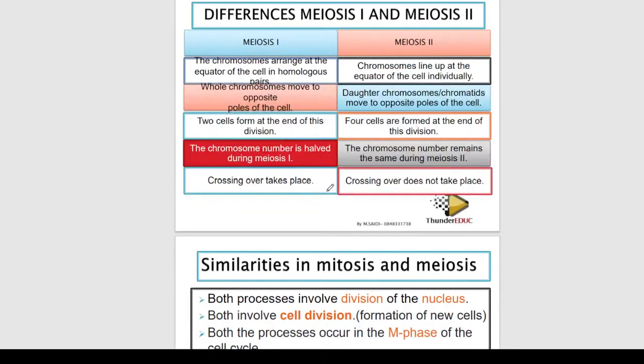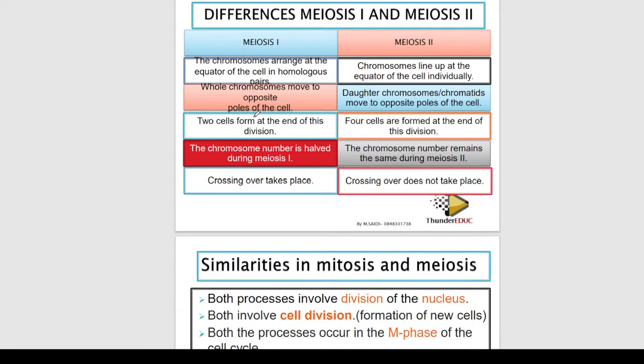Another difference between meiosis 1 and meiosis 2. Here, please look at the phase. Phase 1, prophase. In meiosis 1, there is crossing over. In meiosis 2, there's no crossing over. You go to metaphase. In metaphase, chromosomes align along the equator randomly, in homologous pairs. You understand?